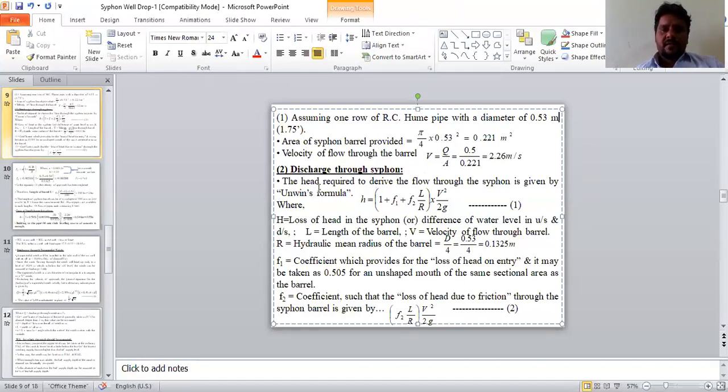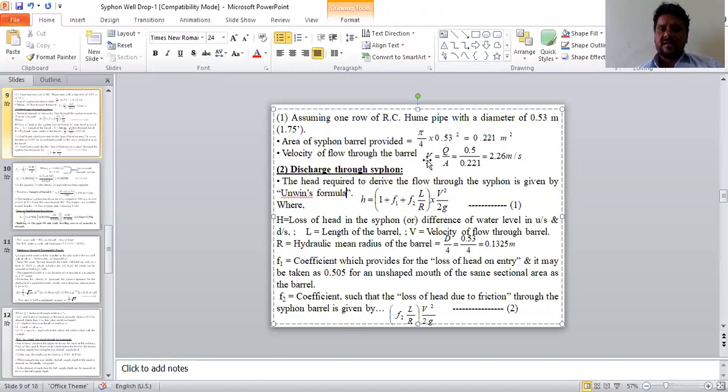Okay. Next, design the discharge through siphon. There is Unwin's formula. So head loss in the pipe you have to calculate, to get the head required to drive the flow. Flow through a siphon is given by Unwin's formula or Unwin's equation: H equal to (1 plus F1 plus F2 L by R) into V square by 2g. This term is almost constant, so V square by 2g depends on the V.